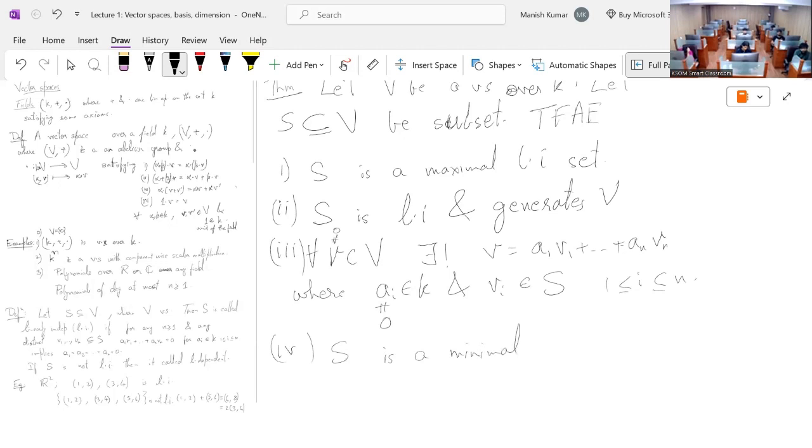So I didn't say what a generating set means, and I used twice what generates means. So I suppose you know what a generating set is. S is said to be a generating set of V if you take linear combinations of elements of S, then you get the whole of V. Every element of V is some linear combination of elements of S with coefficients in the field K. Is it okay if I don't write the definition of generating set?